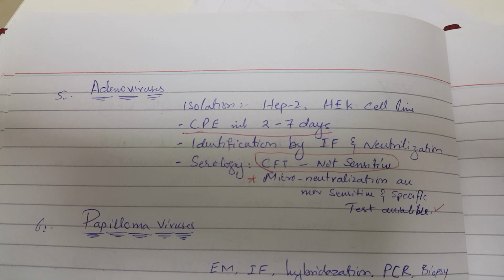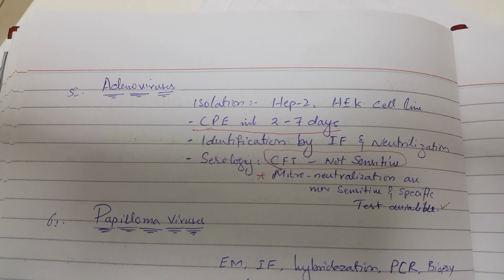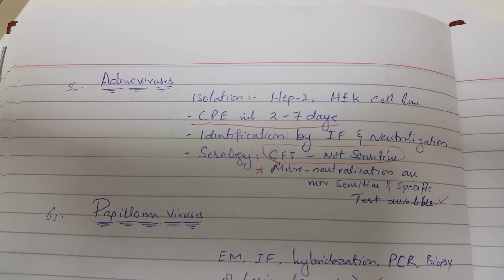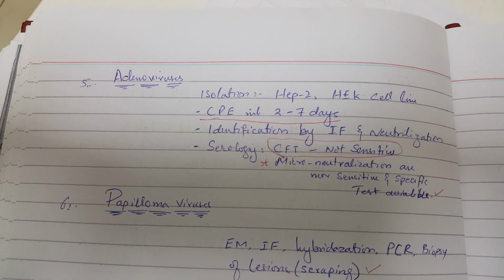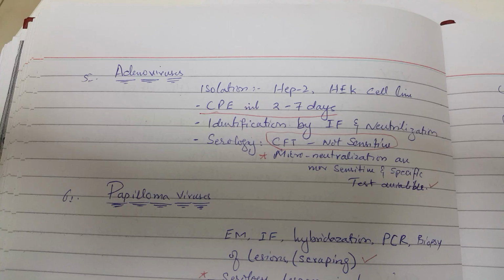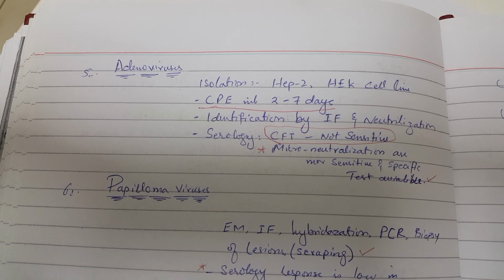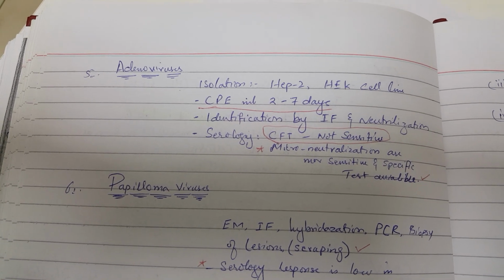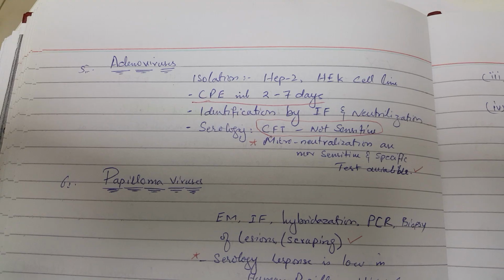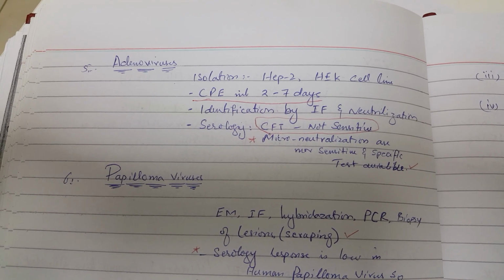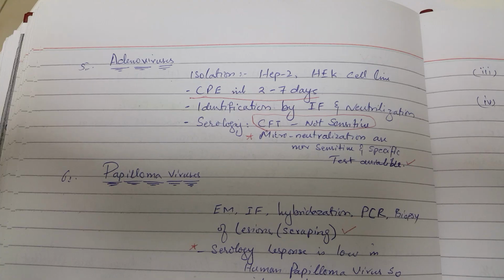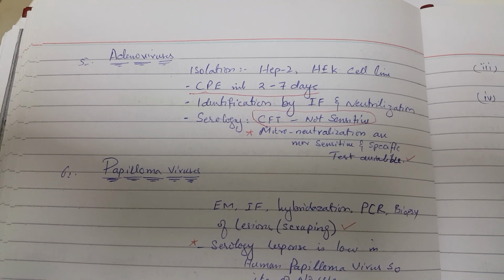In adenoviruses, the isolation can be done on HEp-2 and HEC cell lines. Cytopathic effect usually comes in 2 to 7 days. Identification by immunofluorescence and neutralization can also be used. In serology, the complement fixation test is not sensitive, but microneutralization is a more sensitive and specific test available for adenoviruses.